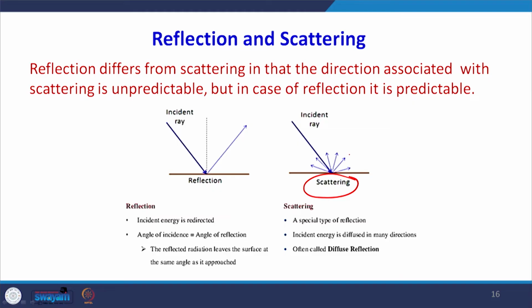So this is unpredictable. It is shown here that the scattering is taking place in different directions. This is also called diffuse reflection, the scattering which takes place in all directions. We do not know the angle made from the normal, then it is called diffuse reflection. But where the direction is defined, the incident angle is equal to the reflected angle, then this is the reflection.